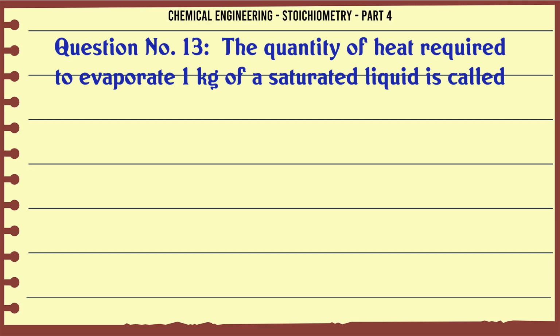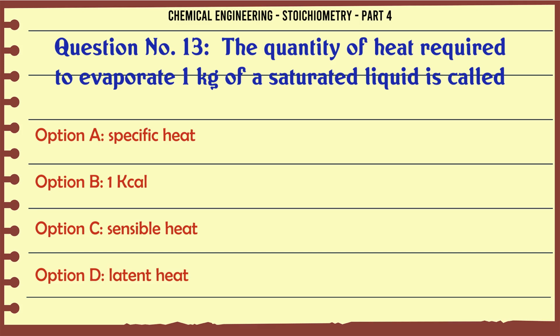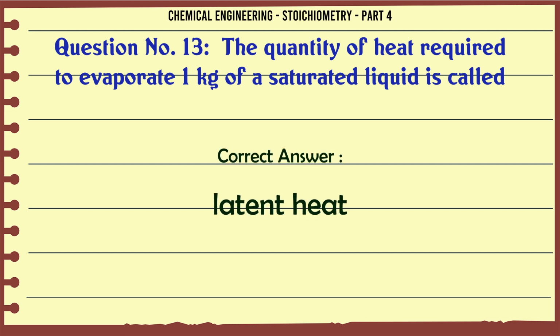The quantity of heat required to evaporate 1 kg of a saturated liquid is called A: specific heat, B: 1 kcal, C: sensible heat, D: latent heat. The correct answer is latent heat.